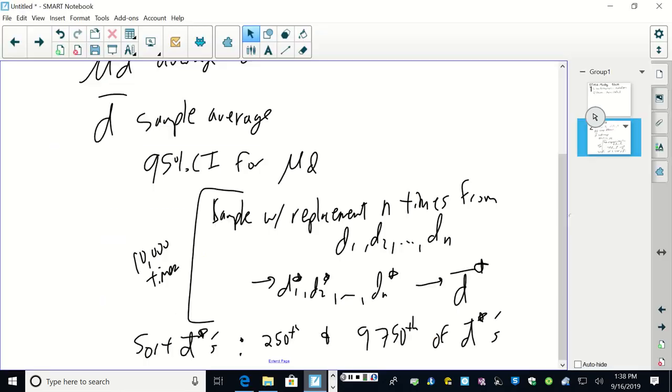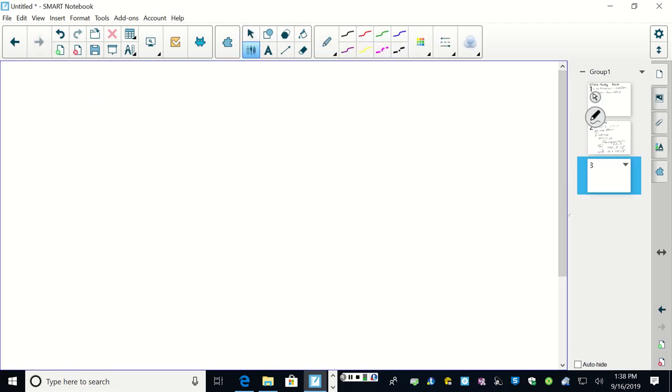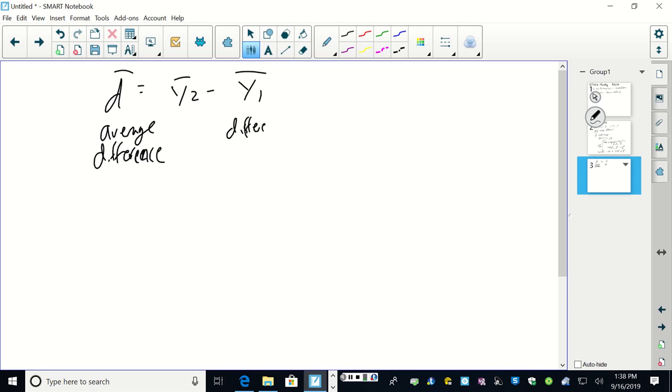What if, on the other hand, so let's see. That was this. So D bar is equivalent to y bar 2 minus y bar 1. Right? So the algebra, numerically, the average difference is the same as the difference in averages. So conceptually, there's no difference.